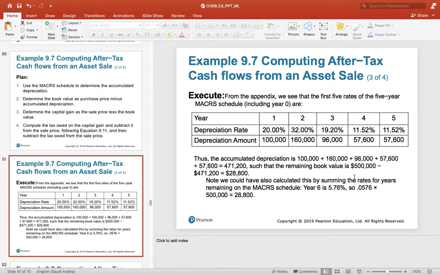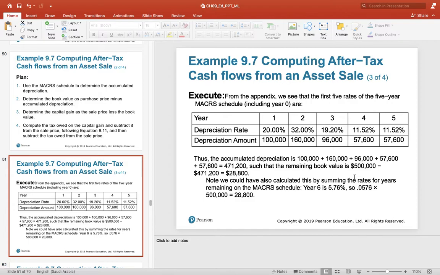This can also be calculated using the last year's depreciation, 5.76 in the MACRS, year 6. Year 6 depreciation percentage is 5.76. So 5.76% of 500,000 is equal to 28,800. Either this way or that way you can calculate book value. So the remaining book value of the asset is 28,800. Why? You purchased at 500,000. You have charged depreciation up to now 471,200. Therefore, the remaining book value is 28,800.